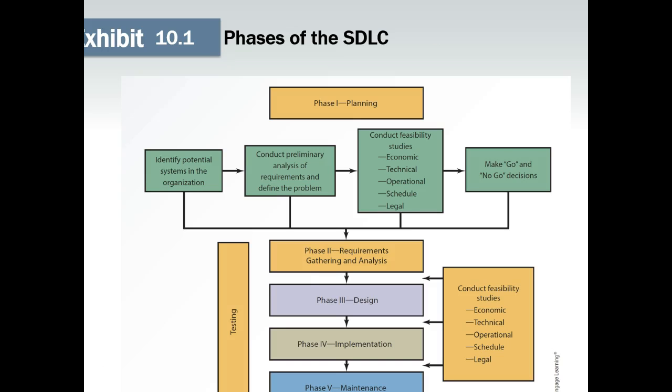So let's look at this diagram. At the beginning of this diagram, you can see that phase 1 is the planning phase. Phase 2 is requirements gathering and analysis. Phase 3 is design, phase 4 is implementation, and the last phase is called maintenance. There is a series of tasks done in each of these phases, and we will describe each of these phases in more detail.